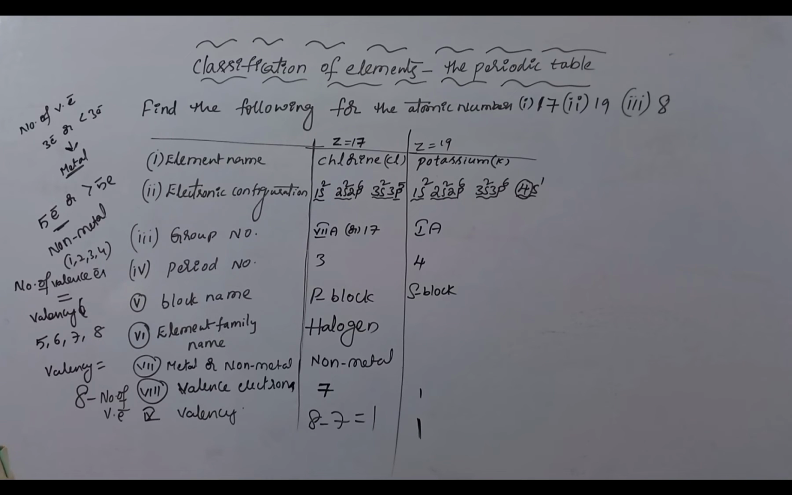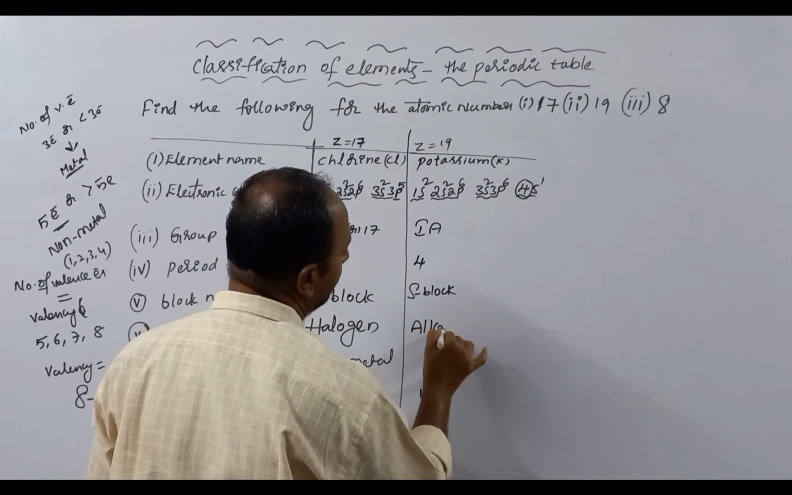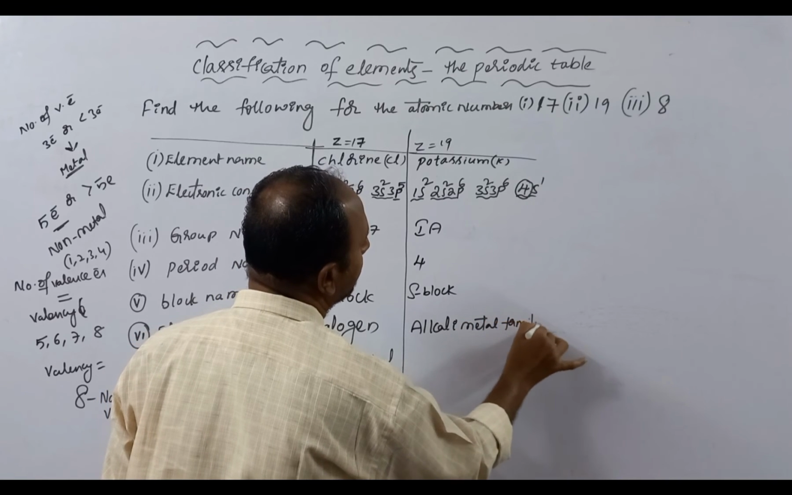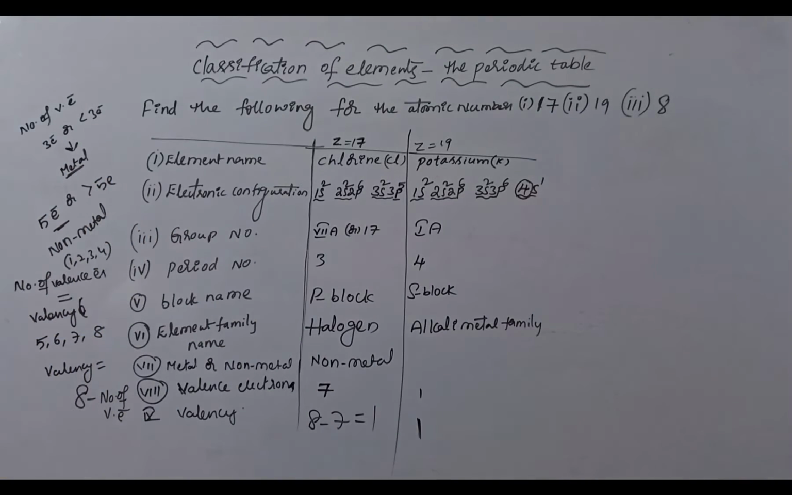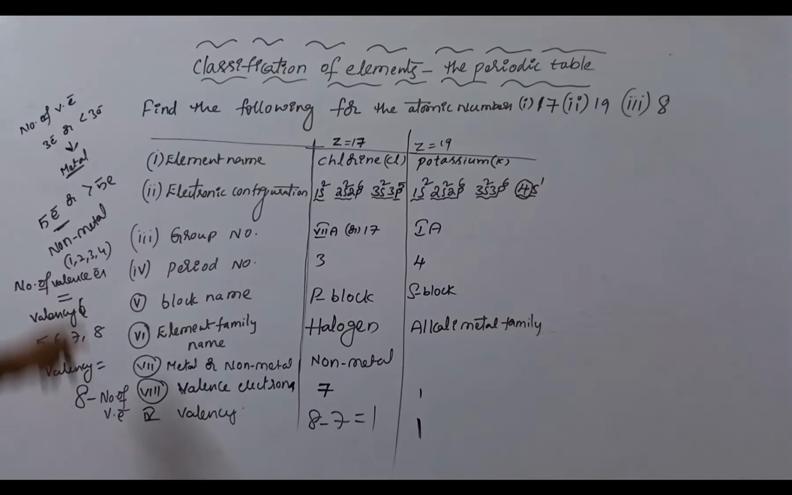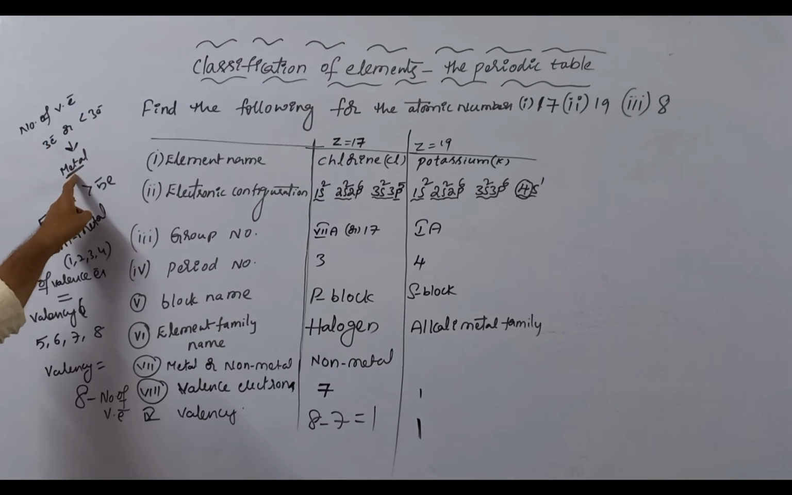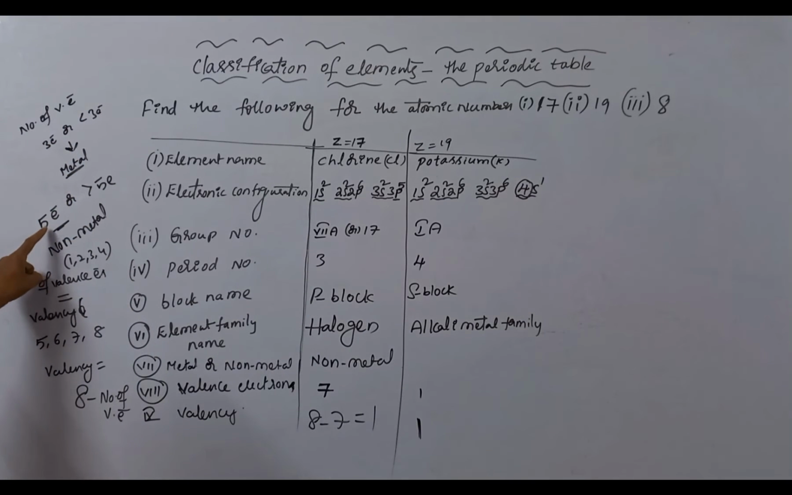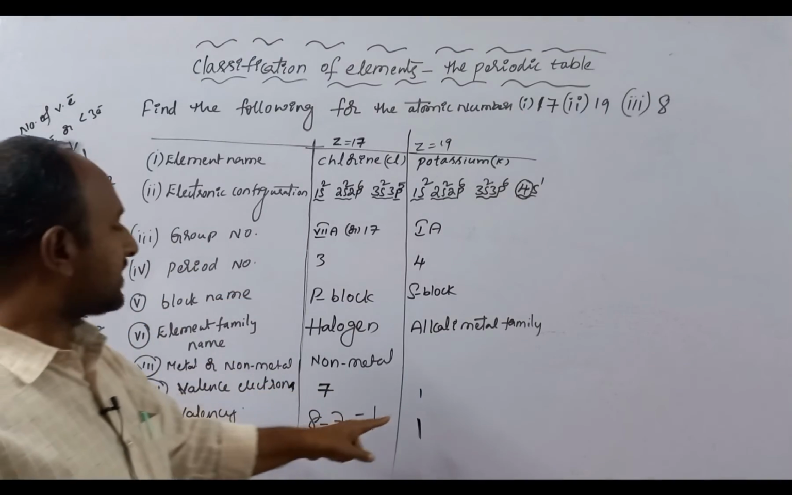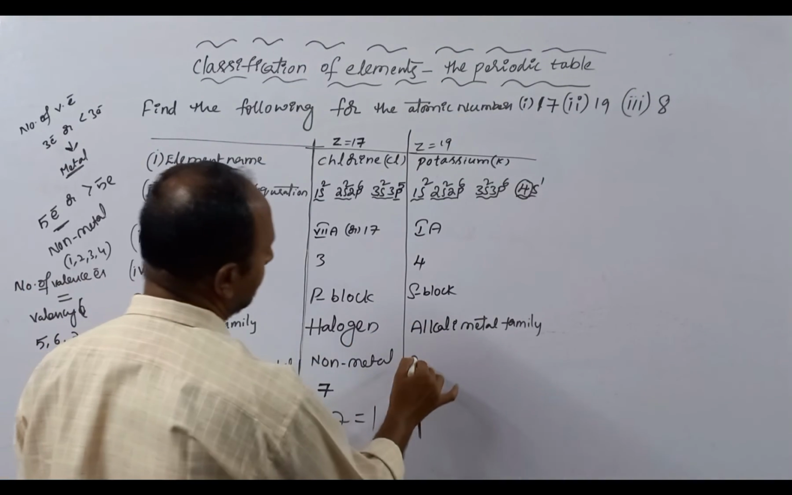Element family name for potassium is alkali metal family. Important, students, these topics. Next, metal or non-metal we want to find. Here we said when the number of valence electrons is 3 or less than 3, it will be metal. When the number of valence electrons is 5 or more than 5, it is non-metal. But number of valence electrons for potassium is 1, so it is a metal.